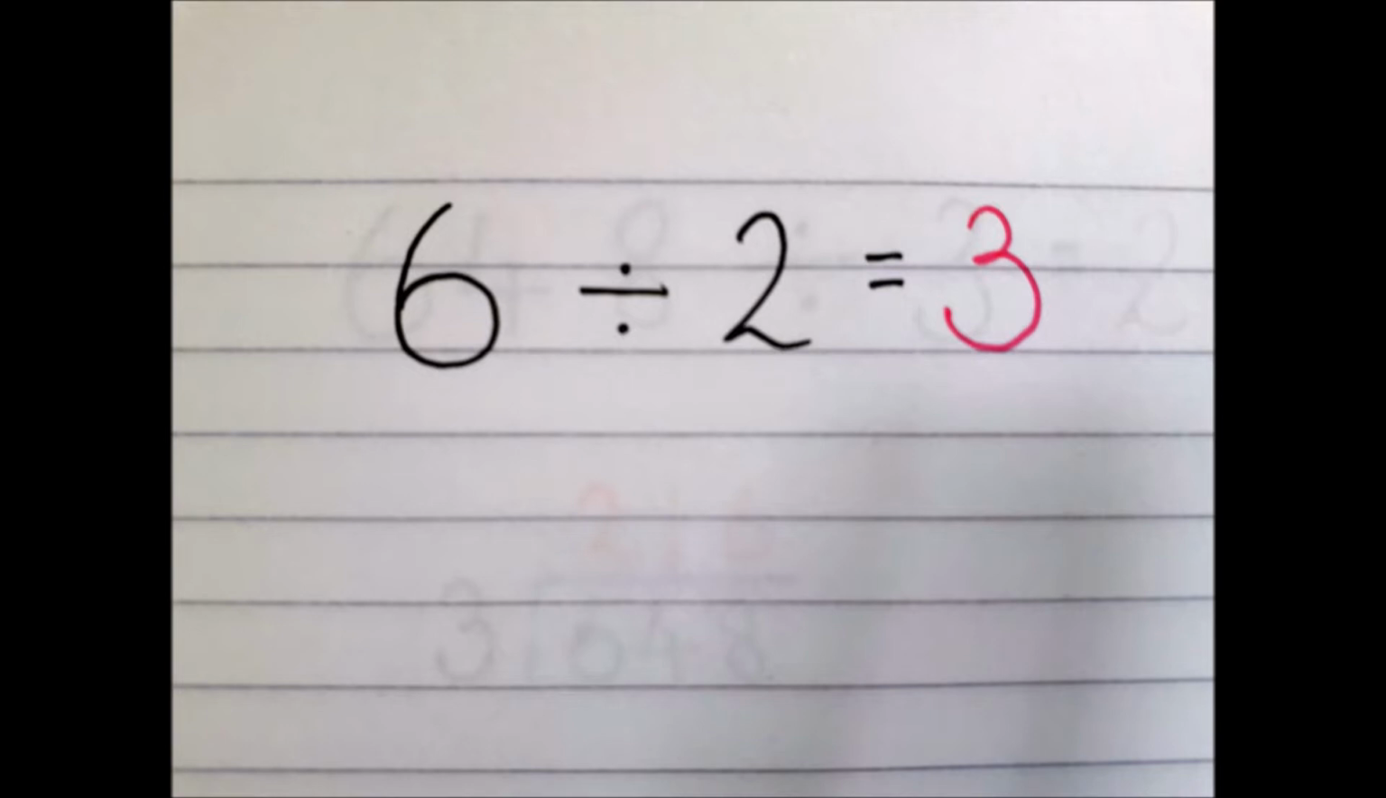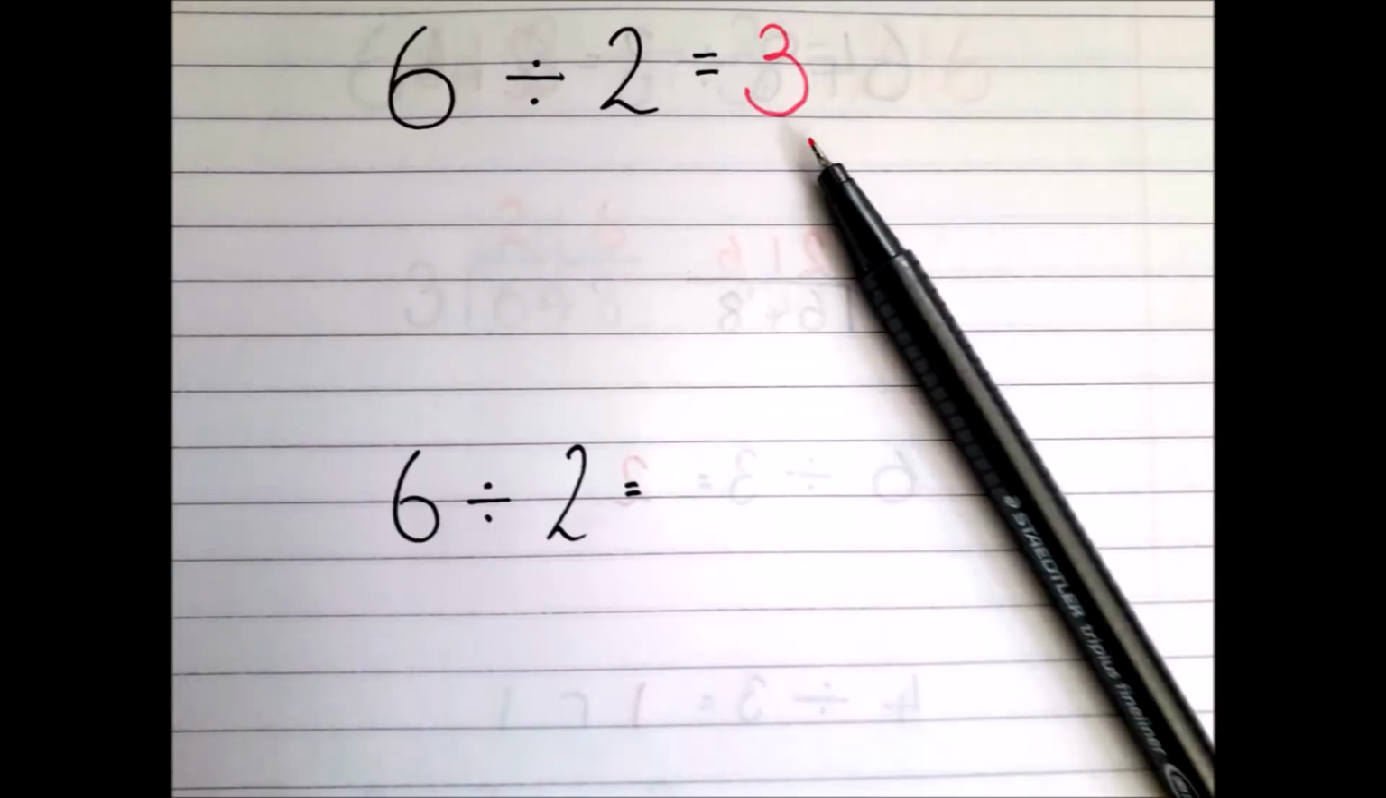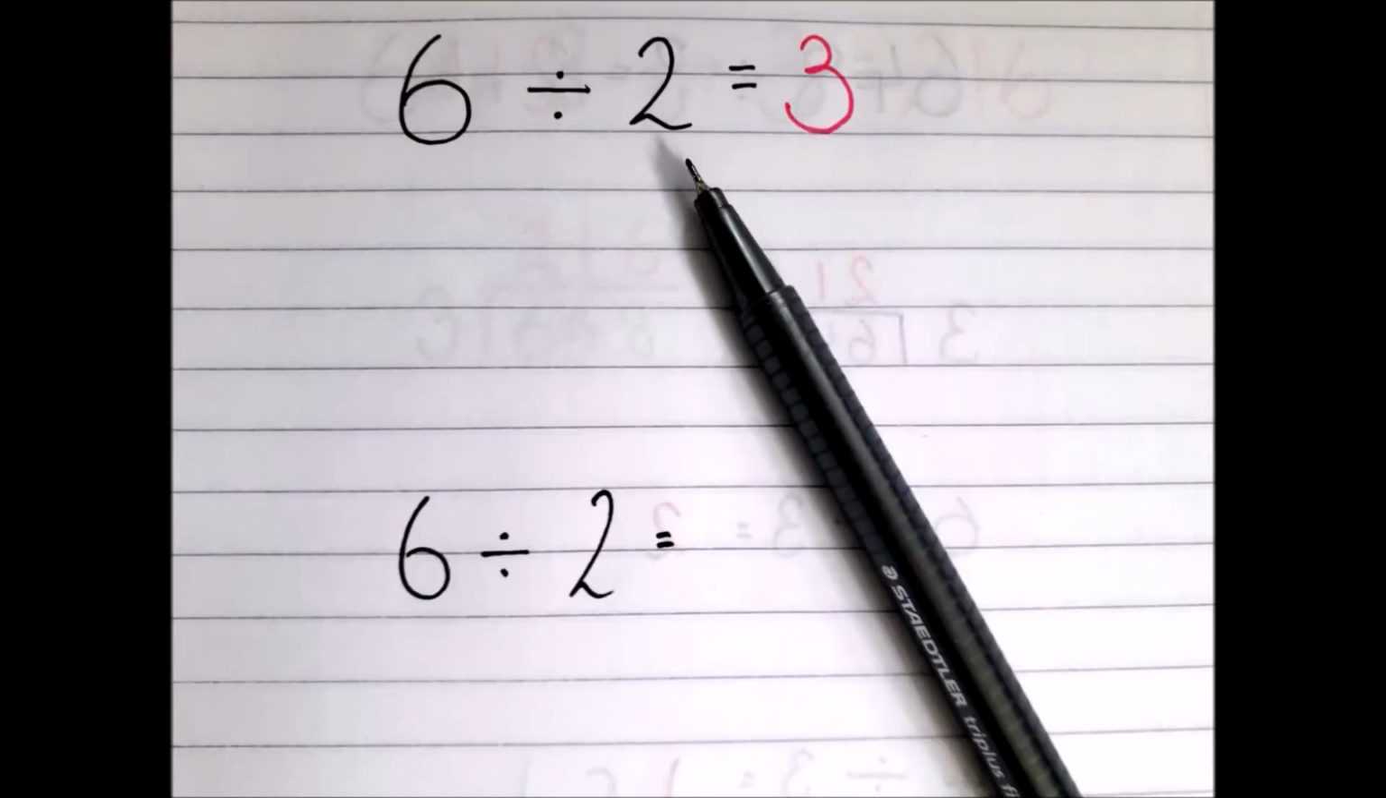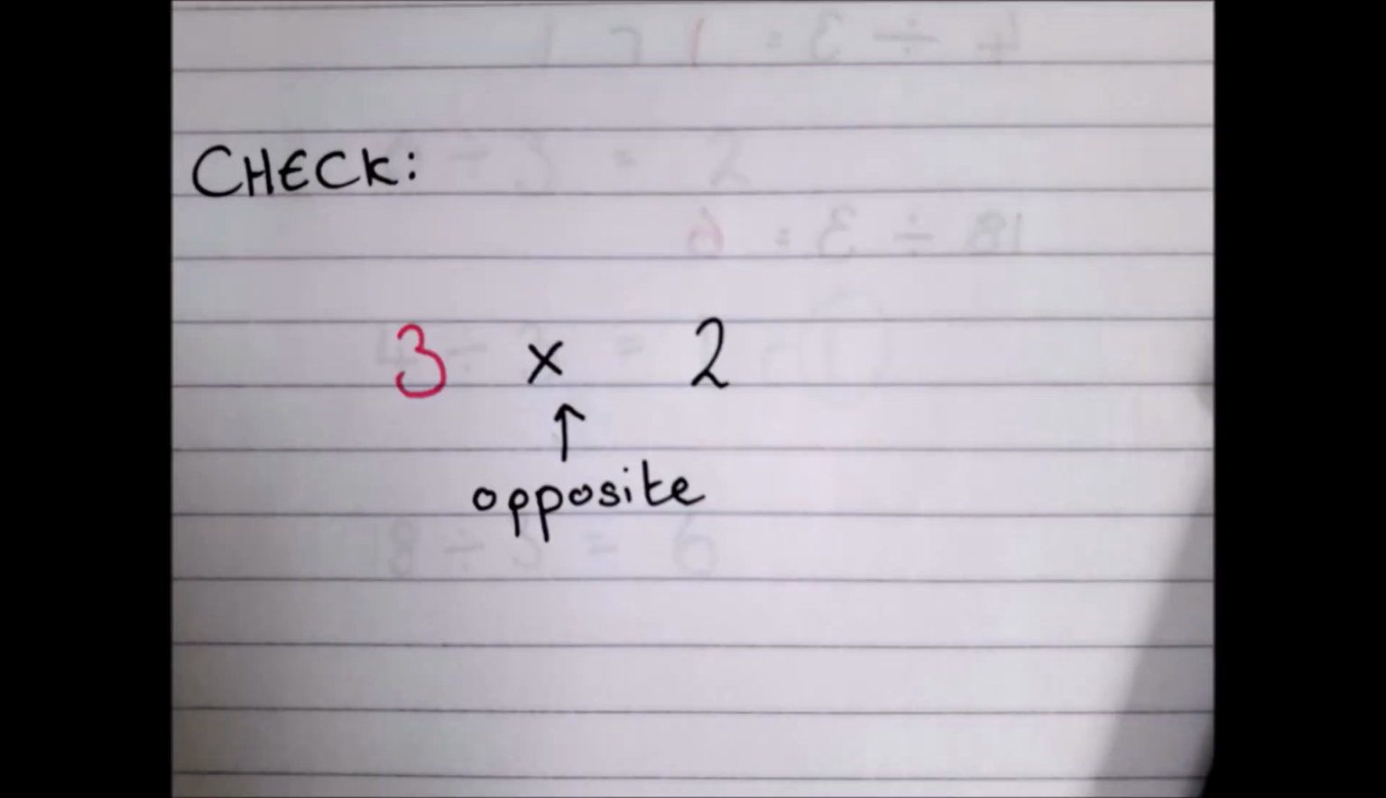To do this, we're going to do the reverse. So we take our 3 and put that down as the start of our checking calculation. We then take the divide by sign from the top and swap it for its opposite. The opposite of a divide by sign is a times or a multiply by sign. We can then take the 2 from our original question. So our question at the bottom becomes 3 times 2.